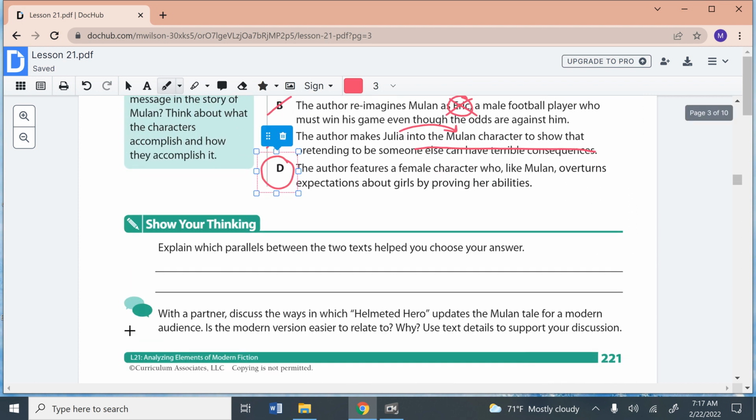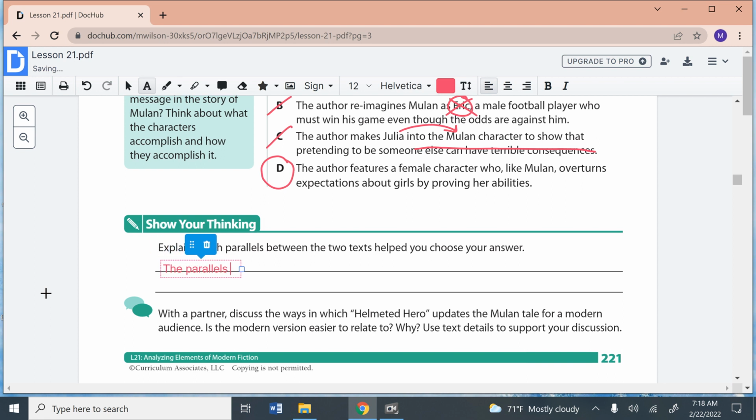Now let's look at the show you're thinking. It says, explain which parallels between the two texts help you choose your answer. Well, the two parallels we see is that Mulan is having to fight in a war that is traditionally for a male role, and she works her way up to general. So we see that she is succeeding in a traditionally male role, and we see Julia do the same by winning a football game. So let's go ahead and let's answer this question.